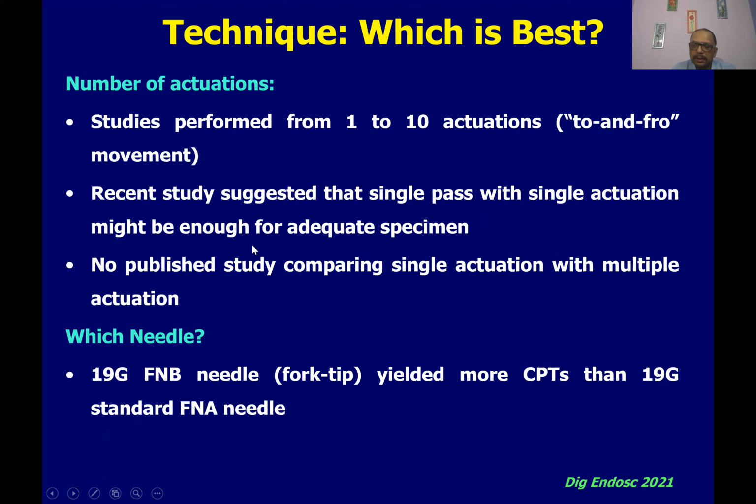However, there is no published study which has compared a single actuation with multiple actuations, and we eagerly await the results of such a study. Till that time, what we practice is to do 2 to 3 actuations, which we feel gives an adequate specimen in more than 95% of patients undergoing EUS guided liver biopsy.